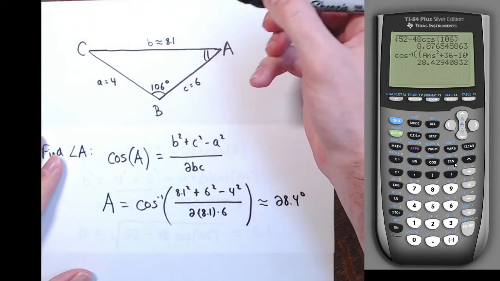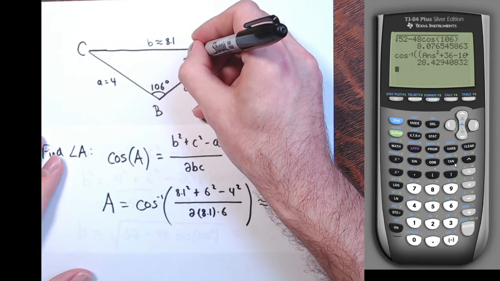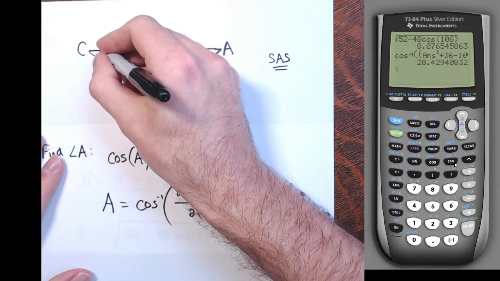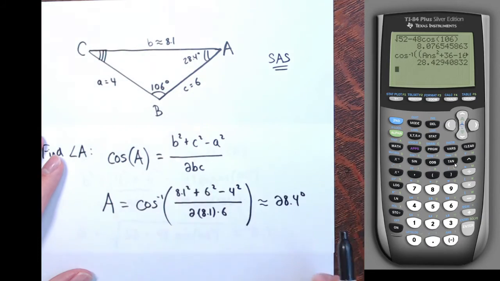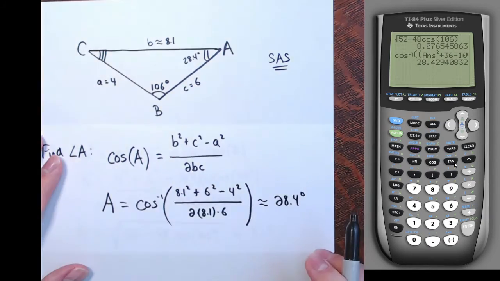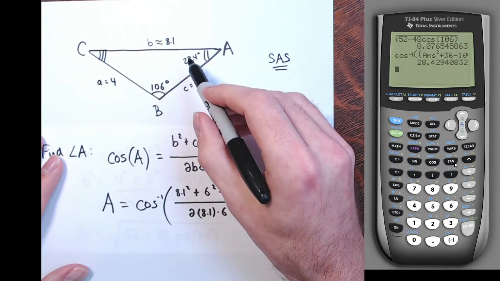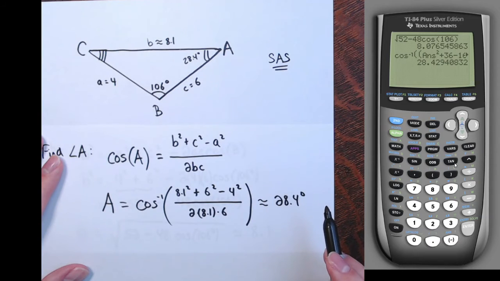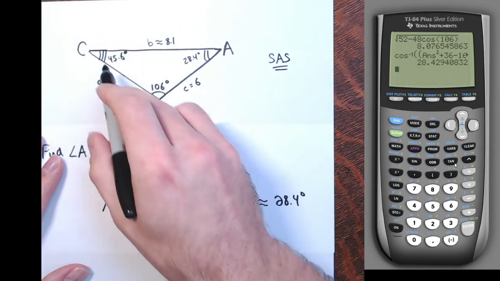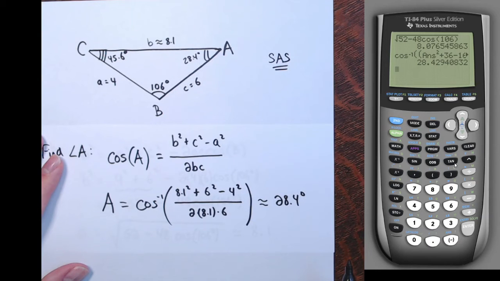So this angle here is about 28.4 degrees, and once you have two angle measures, the third one's no problem. Just subtract these from 180. So putting these together would give me 134.4. These two together make 134.4, and if I take that away from 180, that'll be 45.6. So the angle C should be about 45.6 degrees.